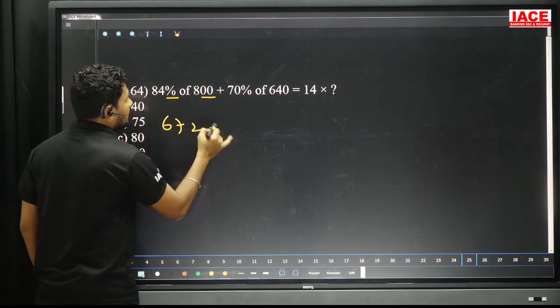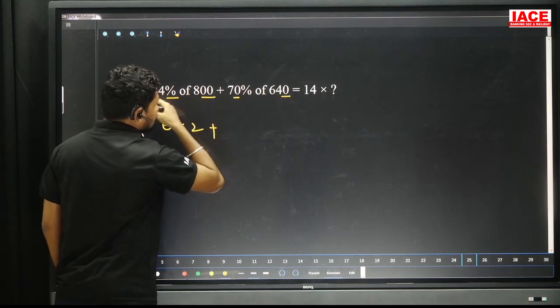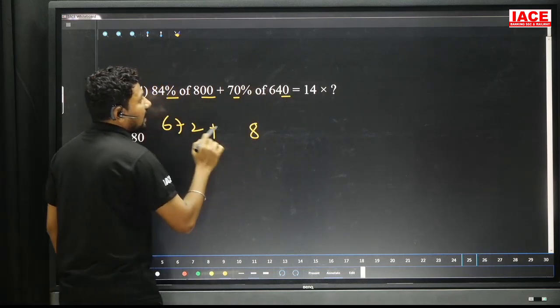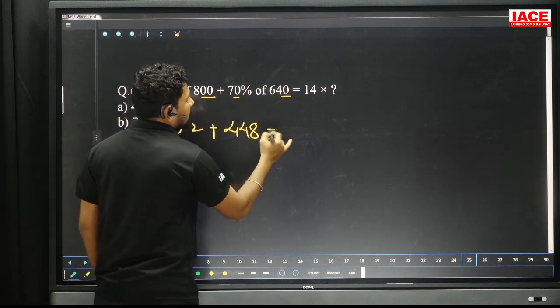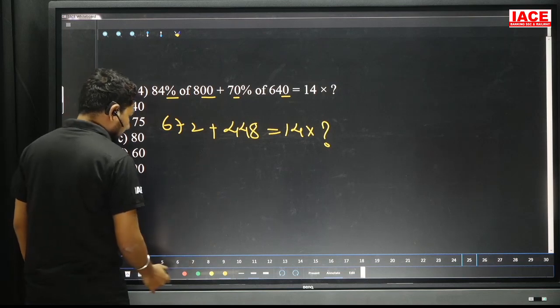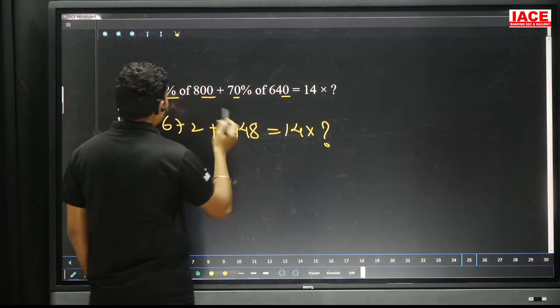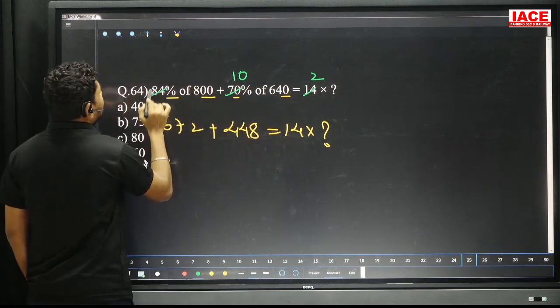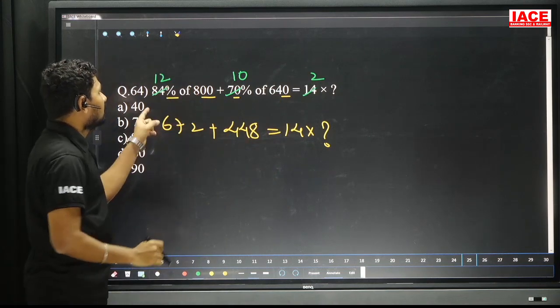And next, 84% of 800. Percentage wise, the two zeros cancel. 8 times 8 is 64, 84 is 32, it is equal to 672. And percentage wise, two zeros cancel, here also multiply with 7. 7 fours are 28 and carry forward 2, and 7 sixes are 42. It is 448. It is equal to 14 into question mark. So instead of this, the total calculation also we have to do here. Look at 7 tens, 7 twos, 7 ones, and 7 twos. This also we have to do.